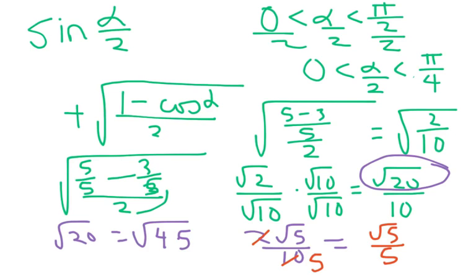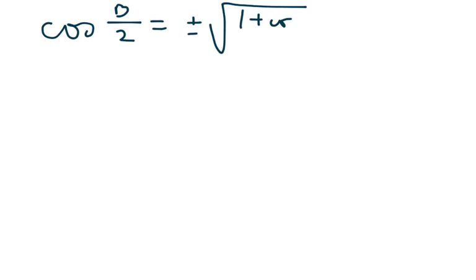Okay? Now we have to do cosine of beta over 2 this time. Now we know our formula is plus or minus square root of 1 plus cosine of beta over 2. However, my beta lives in quadrant 2, so beta is in between 90 degrees and 180 degrees.